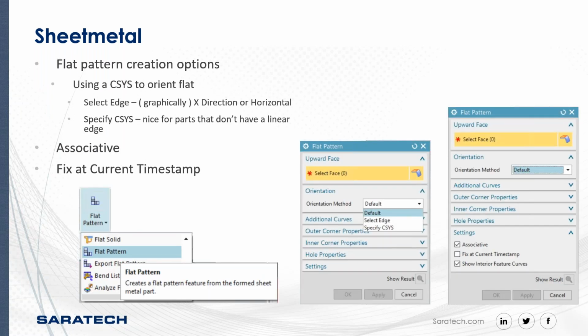So within the flat pattern creation options, using a CES to orient the flat, so I can either go by, in the past, NX11 was just the default orientation. But now I can actually do a select edge. I can either do graphical in an X direction or horizontal. So you can see here I've got a select edge, or I can specify my CES, and it's nice for parts that don't have a linear edge. Okay, and then some of the settings enhancements that they did under the flat pattern is the associative and the fix it timestamp. And that's all under our flat pattern.